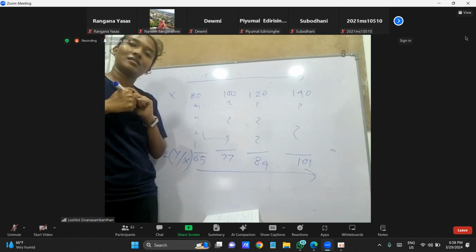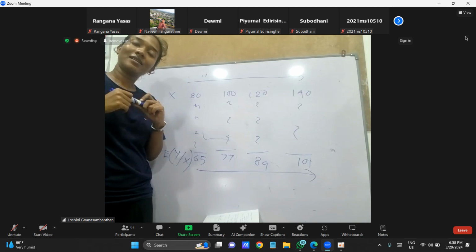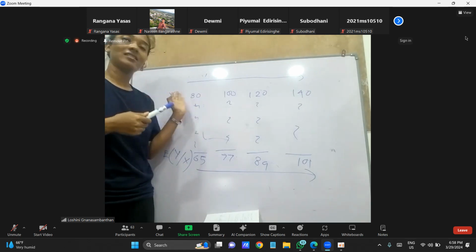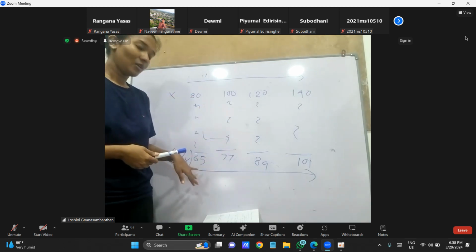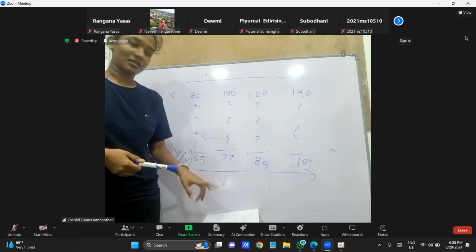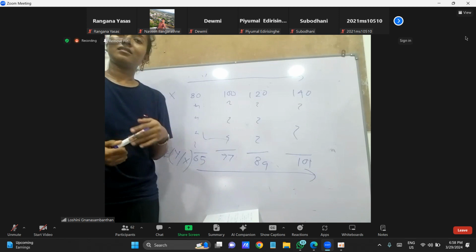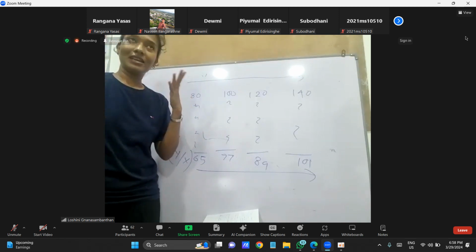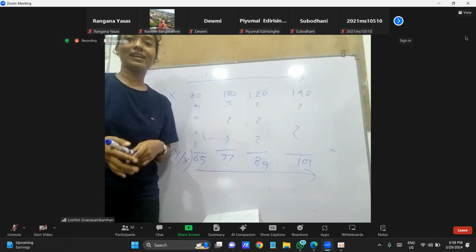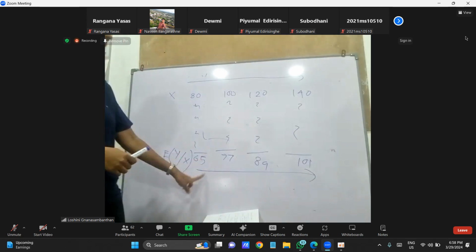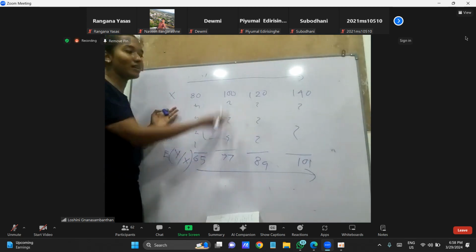Now, is this an unpredictable thing? You definitely know that when income increases, your consumption also increases. But can't you just tell it by instinct? Can't you tell that? You can tell it, but why we are doing this is that now you have so many values here.